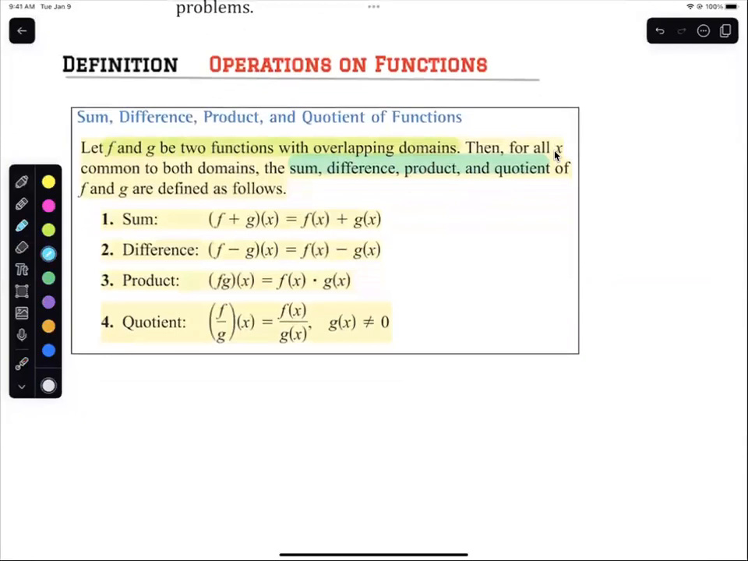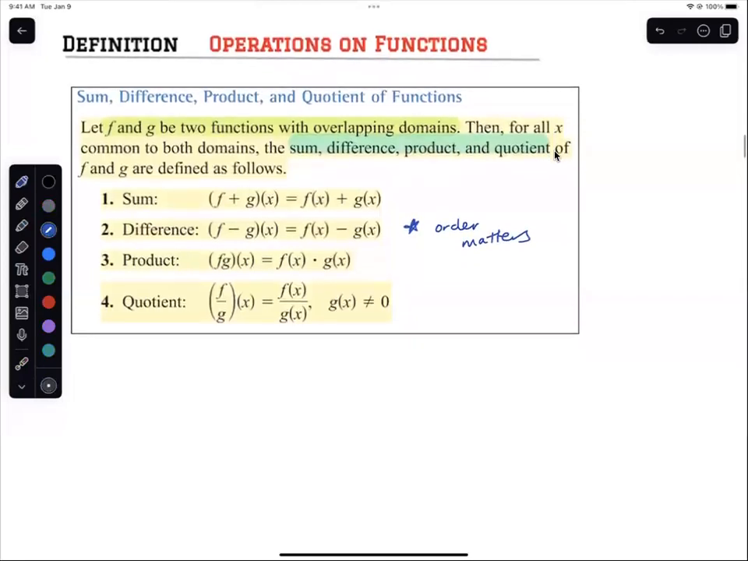So here, something to put a note. Order matters. Product f g of x means f of x times g of x. Quotient f over g of x is equal to f of x divided by g of x, where g of x cannot be 0. So highlight this because this is important, because we can't divide by 0. And then here also order matters.